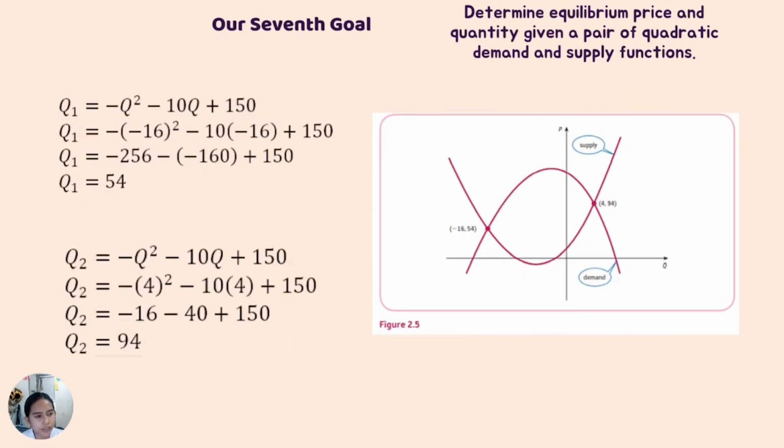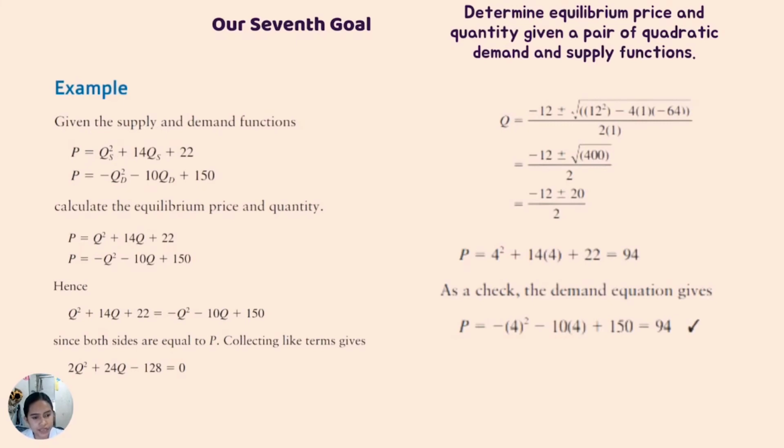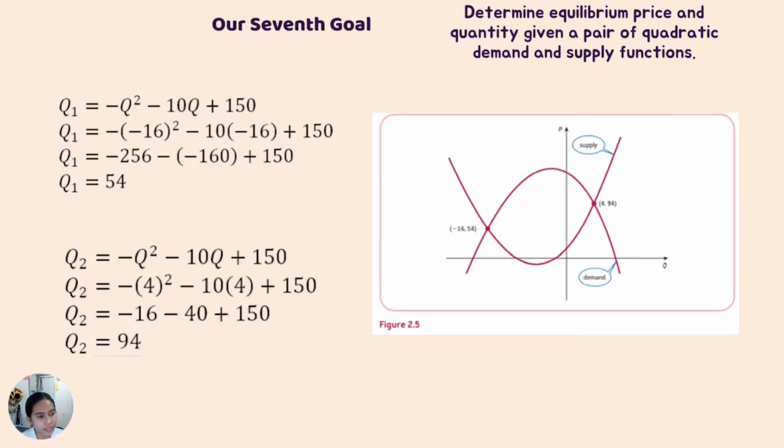I forgot to put here in the PowerPoint that the answer for our x here is negative 16 and 4. So here we get the y-axis, we get the Q1. The first x we have is negative 16, and the y for that is 54, as you can see in the calculation here. And the second x is 4, so we got here the 94 y-axis. So this is the supply. As you can see, it is a happy parabola, and then a sad one. So that is the supply and the demand.